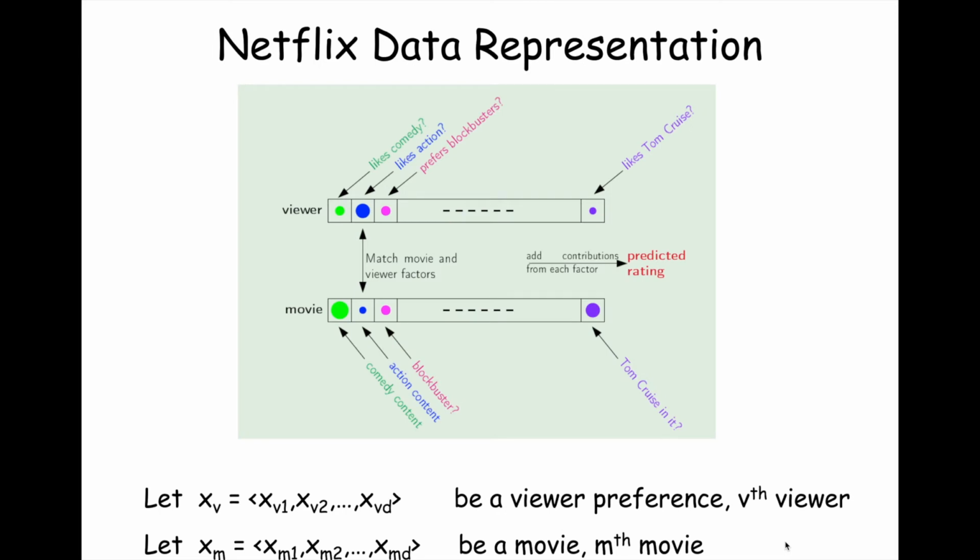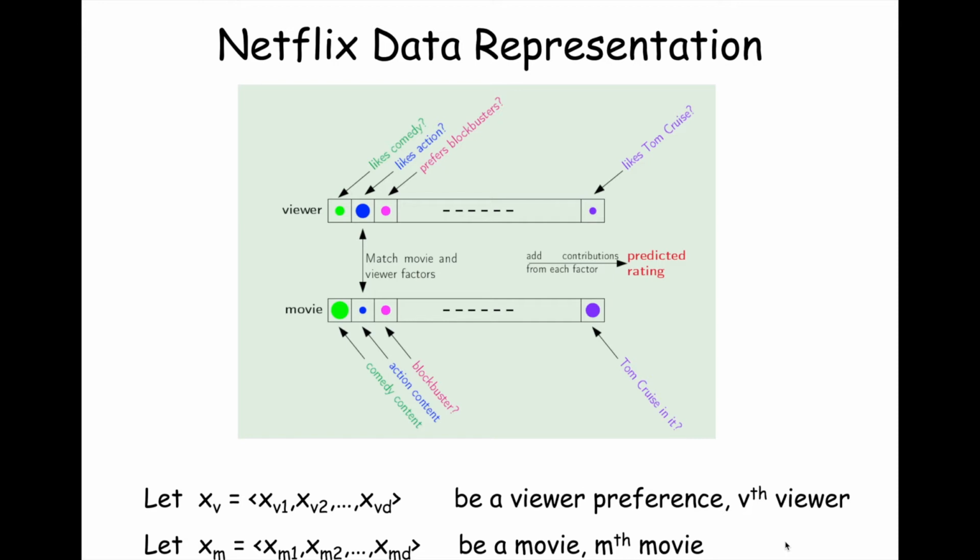Okay, so we'll start with the data representation. And this data representation consists of two vectors. You have a viewer vector describing a viewer's profile. And in this depiction, each position of this d-dimensional vector represents the likes. And these likes are descriptive of the different types of movies you might have. You might like comedy, action movies, blockbusters. You might like Tom Cruise, a certain actor or actress or what have you, right? And so the larger the dot, the stronger the preference. The smaller the dot, the weaker the preference.